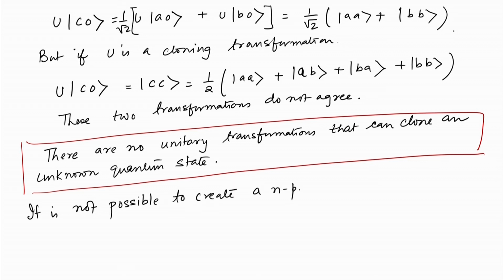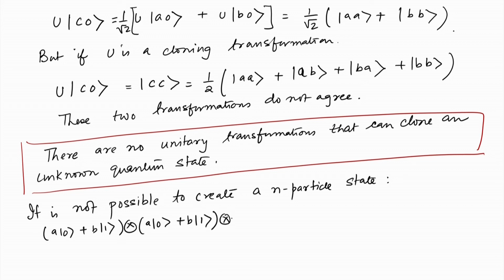an n particle state such as A0 plus B1, and A0 plus B1, and so on, A0 plus B1, starting from an unknown state.